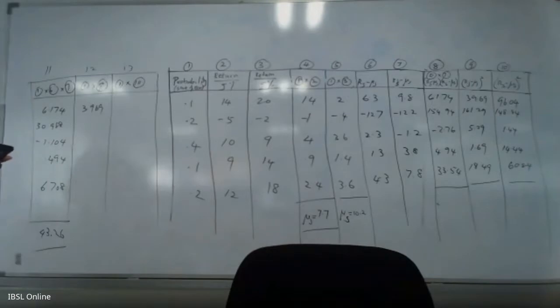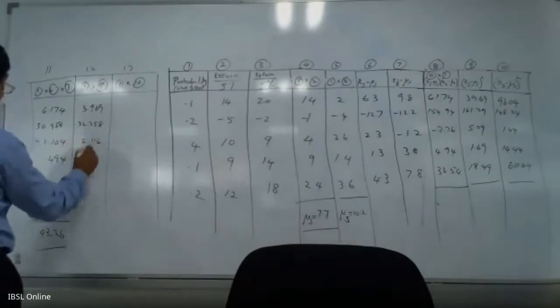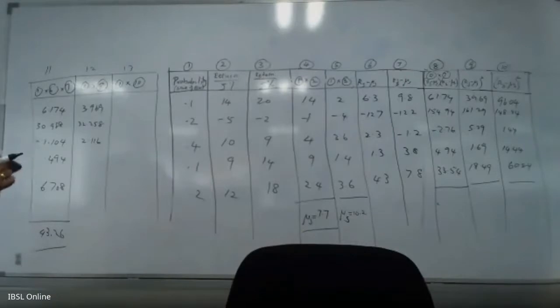Then you get 0.2 into 161.29. That is 32.258. Then 0.4 into 5.29, that is 2.116. Then 0.1 into 1.69, that is 0.169. And the last one, that is 0.2 into 18.49. That is 3.698.